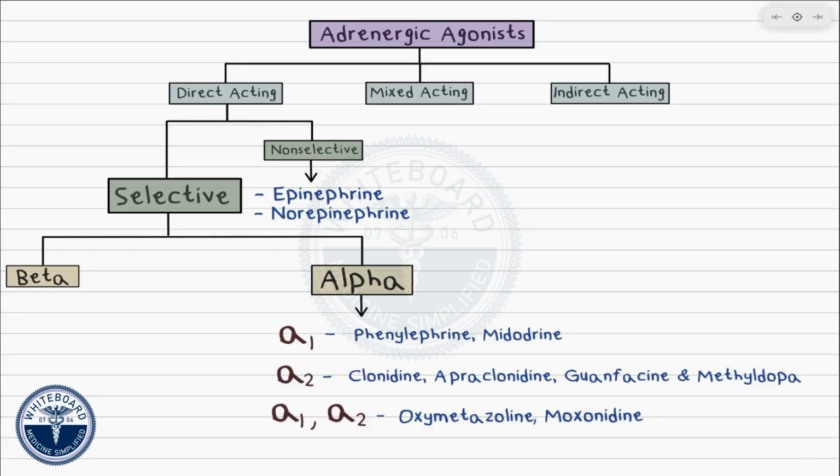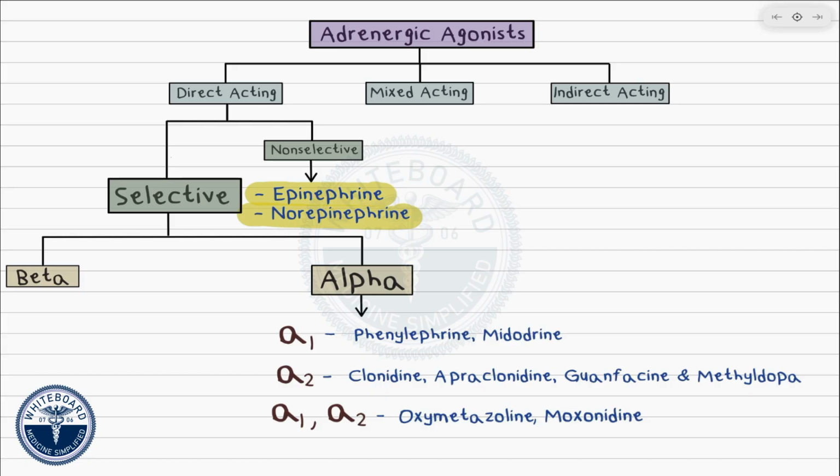In the previous lecture, we discussed the two non-selective direct-acting adrenergic agonists, epinephrine and norepinephrine. Now let's move on to the remaining direct-acting adrenergic agonists. Unlike epinephrine and norepinephrine, these drugs are relatively more selective for specific adrenergic receptors. In this lecture, our focus will be on the alpha adrenergic agonists.